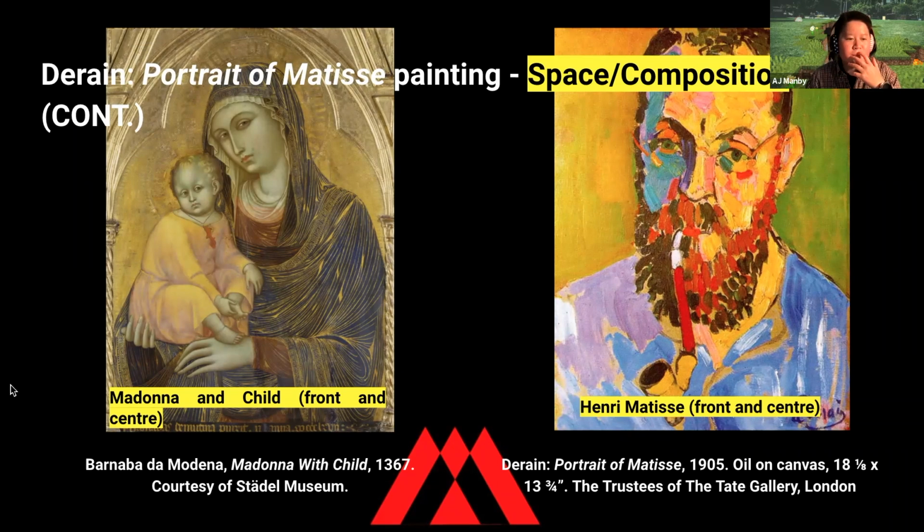The reason why I included Madonna and Child and compared it to Henri Matisse is that Madonna and Child play a huge part in the Christian religion. And Henri Matisse, because he went to the academy with Derain, played a huge part in Derain's personal work as well.